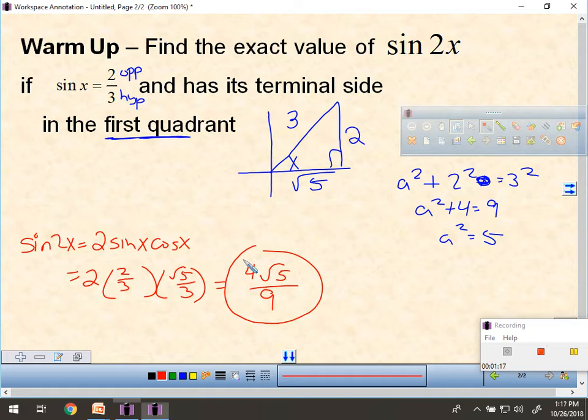Pretty straightforward, right? But just make sure you draw the triangle, do the Pythagorean theorem, and then just do your formula. And again, you don't have to memorize the formula. The formula will be given to you.